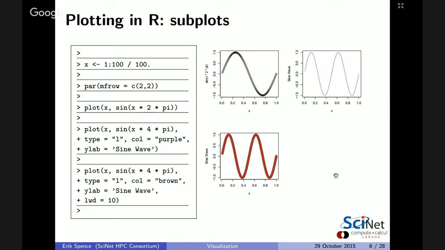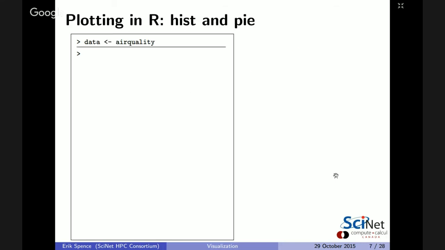Plot again. Sine of 4 pi, type line, color brown. Sine wave again, this time the line width, lwd, is 10, so it's a big blobby line. But you can read it at least, but it's kind of crayon-y. Don't do that. It's for illustration purposes only. Questions? All right. It's pretty straightforward. We're going to go through the straightforward examples first, just so you can know that these things exist.